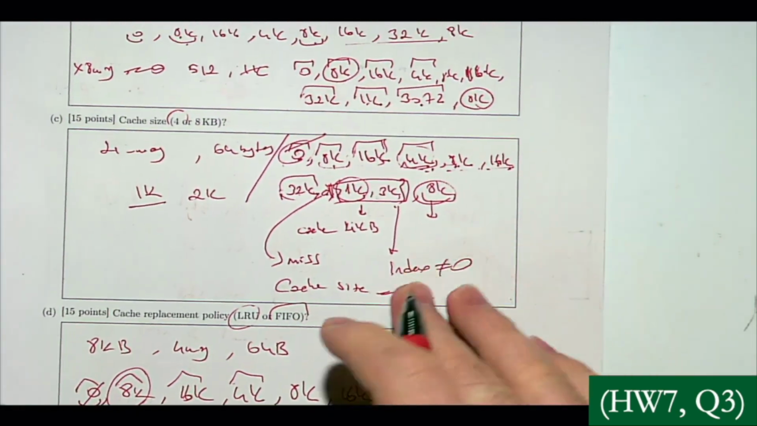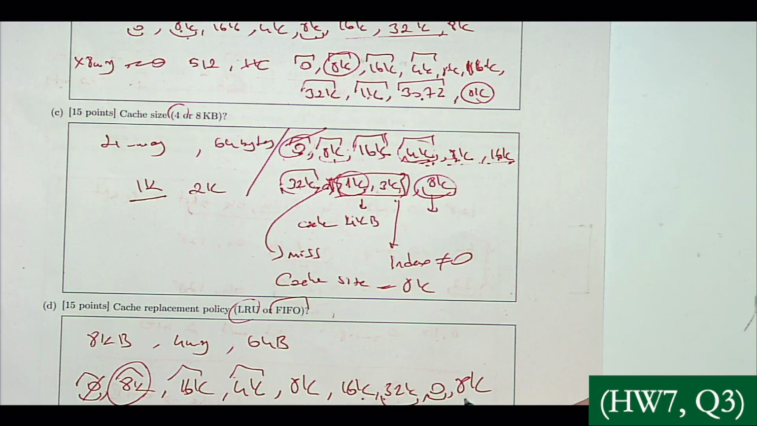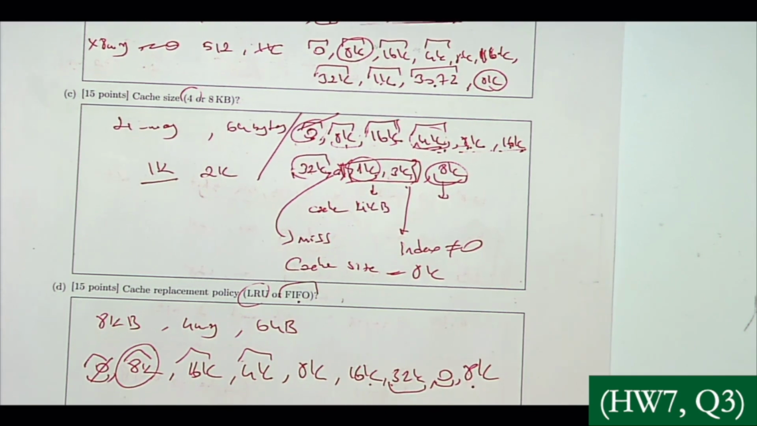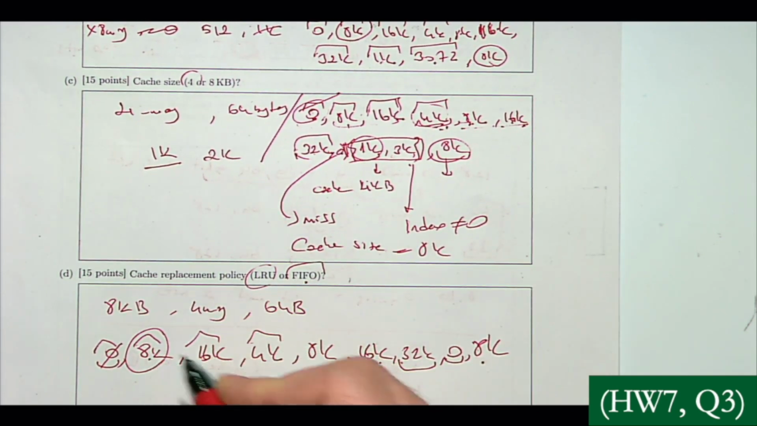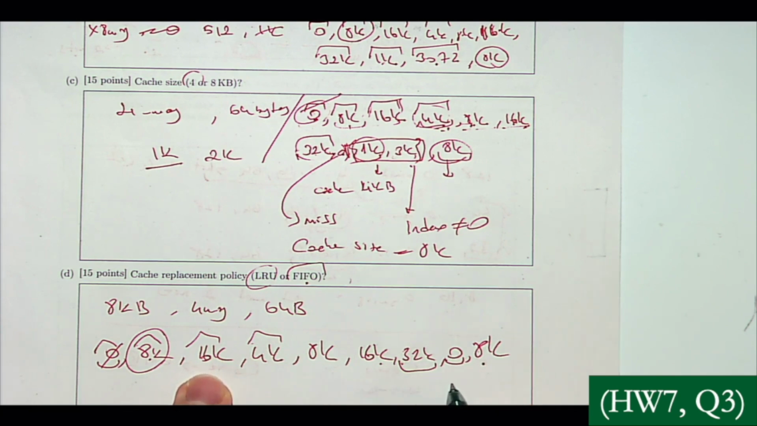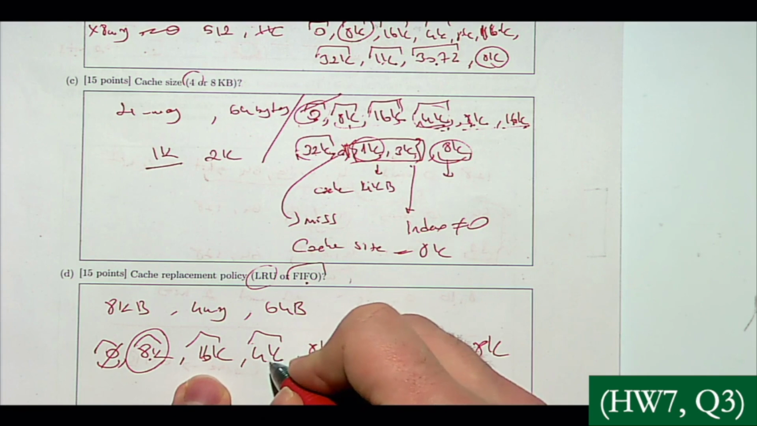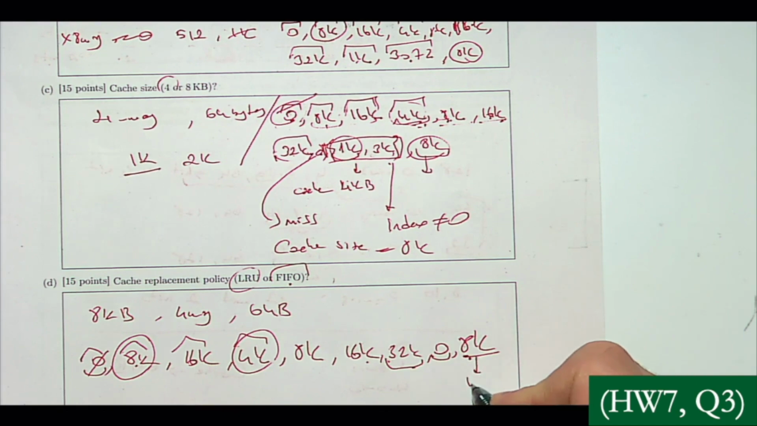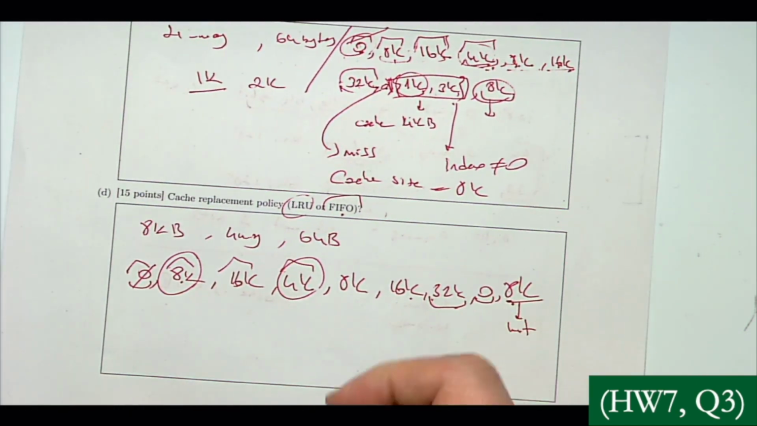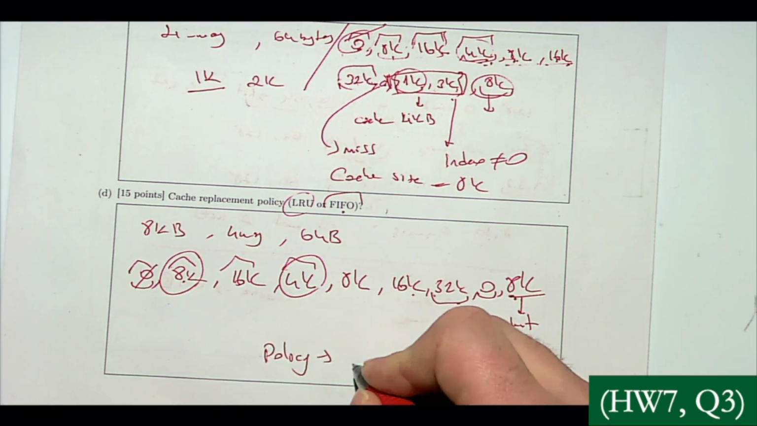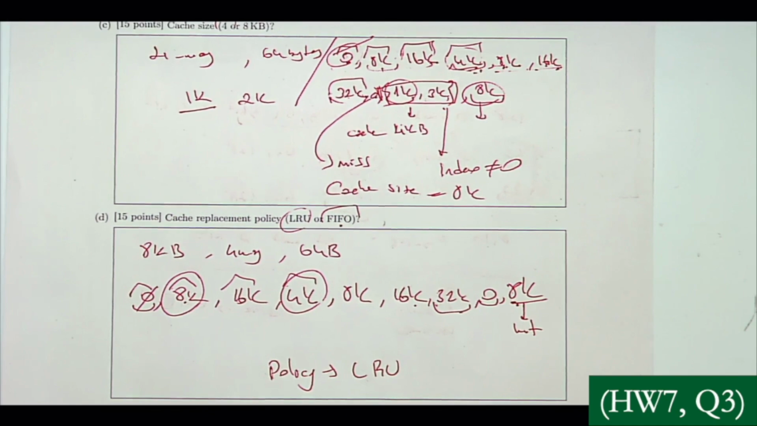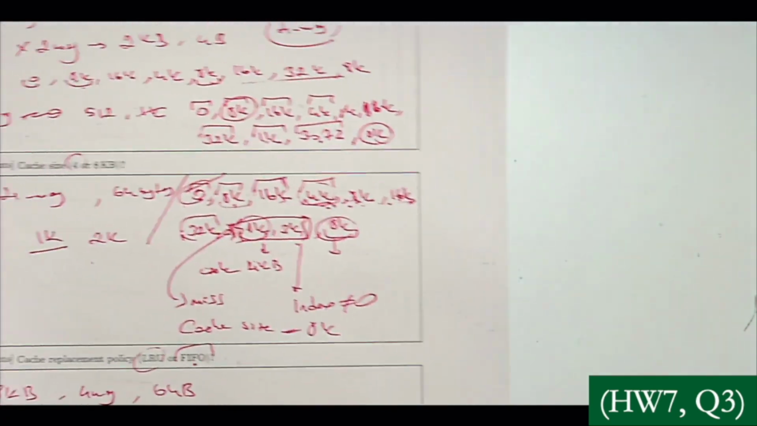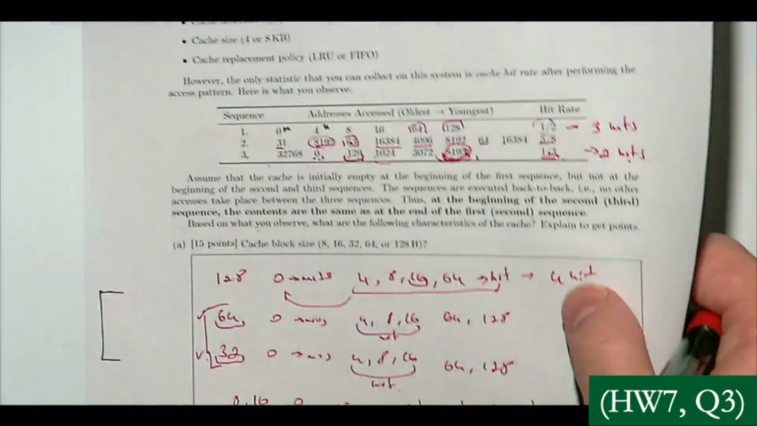Again, for the same reason that I described here, 8 should be a hit, so this shouldn't be a FIFO. The replacement policy should be least recently used, so that I won't remove 8K. Instead I will remove 4K, because this is the least recently used, okay? And then this will be a hit. All right, then the policy is LRU. This was mostly oral explanation rather than writing everything here mathematically, but I hope that was clear.